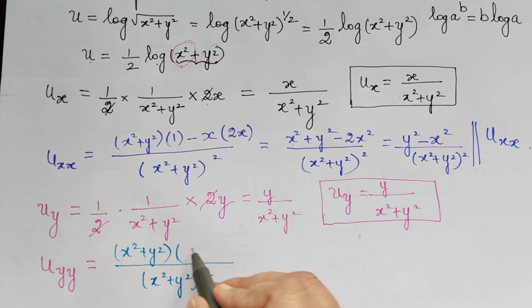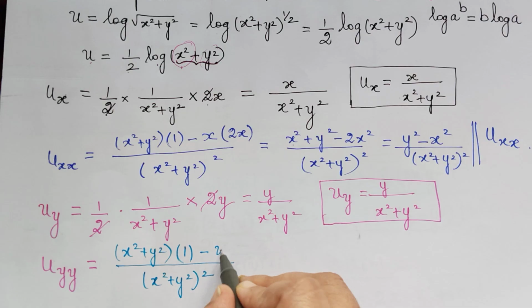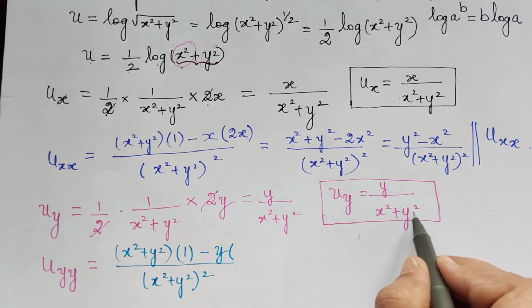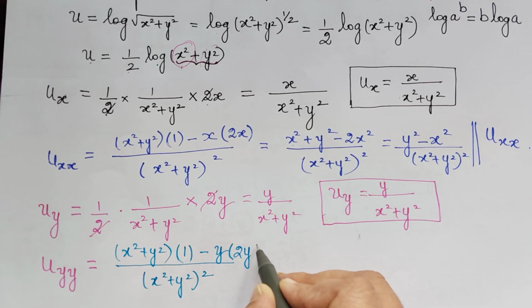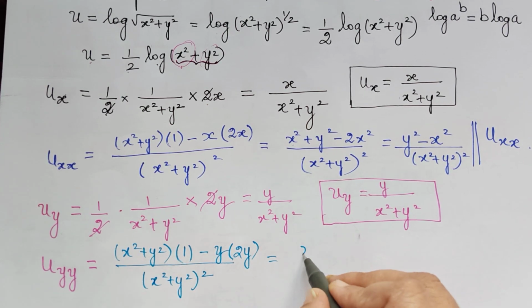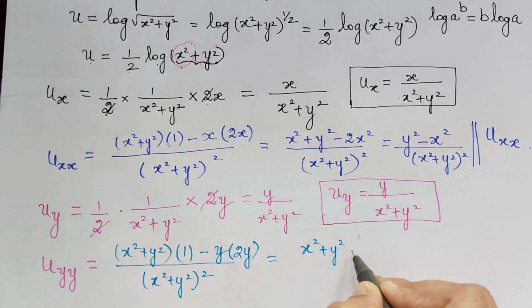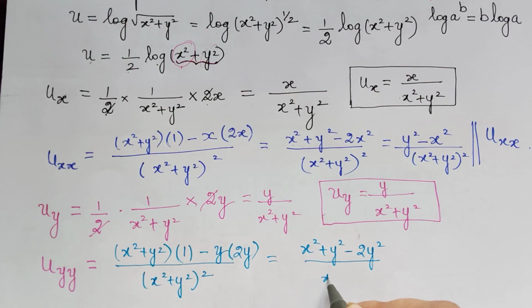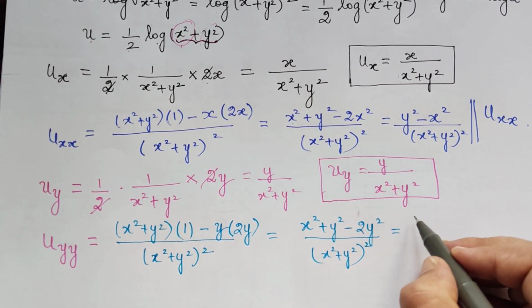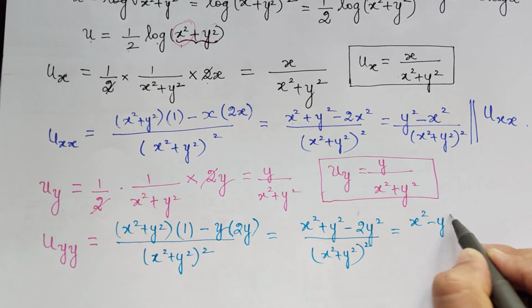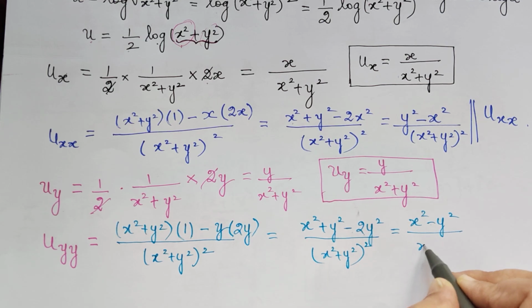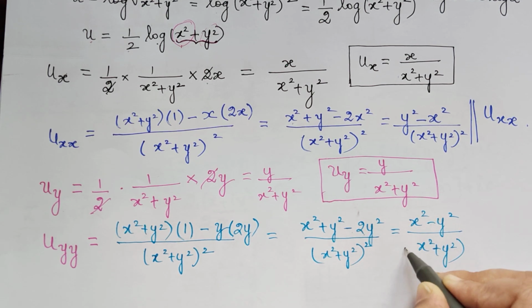Numerator is y, differentiation is 1. And then minus y multiplied with differentiation of the denominator. For x square it will be 0, and the differentiation of y squared will be 2y. So further on simplifying, it becomes x square plus y square minus 2y square divided by x square plus y square the whole square. And we see that on simplification uyy is x square minus y square, because y square minus 2y square is minus y square, divided by x square plus y square the whole square.